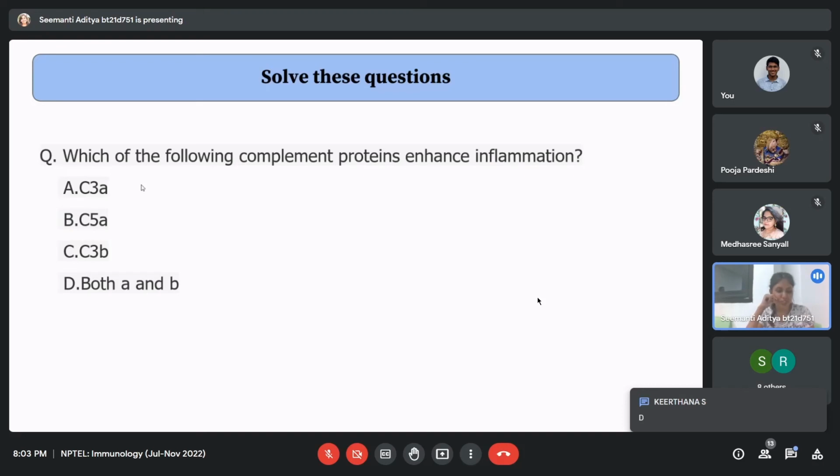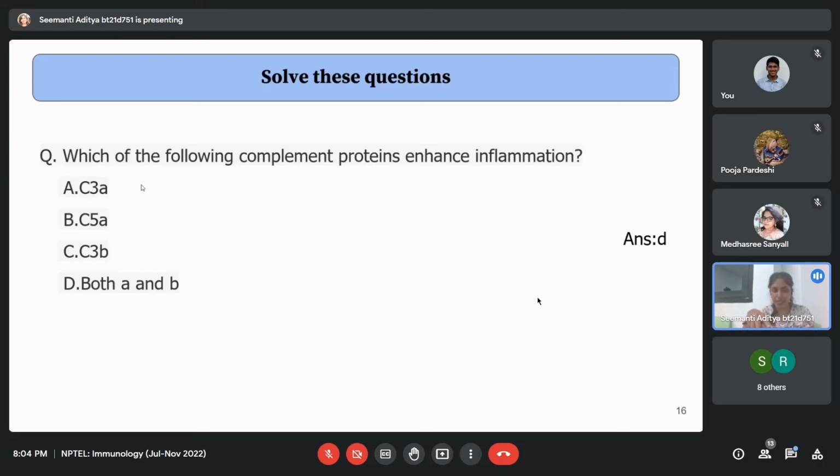Pooja, it's not just option A. See, we have both option A and B having the A fragments, smaller fragments, C3A and C5A. So all this soluble portion are mainly A subunits or the A fragments, except C2's protein, C2A, which is membrane bound. So all of these A fragments are associated with inflammation because these are soluble portions and they are going into the circulation. So the answer is both A and B, option number D.